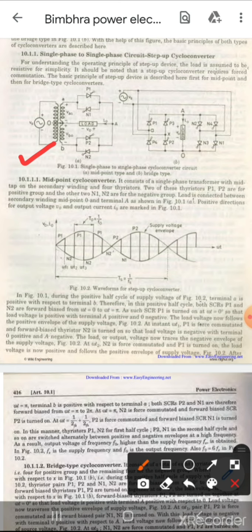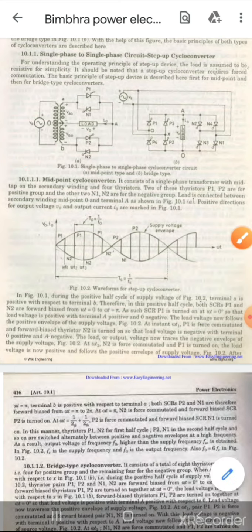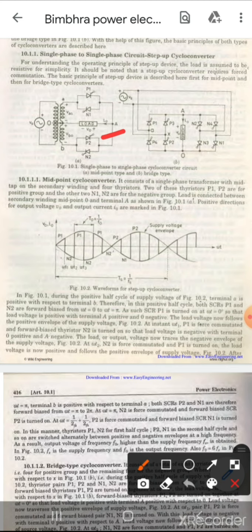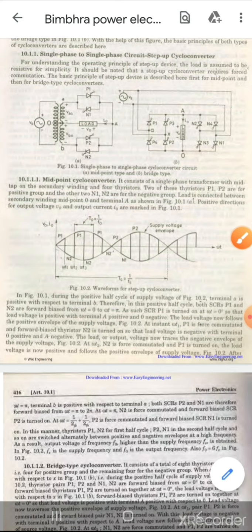Load is connected in between the secondary winding midpoint O and the terminal A. This is the load connection part. Here the given direction of the output voltage and output current are marked as positive direction for output voltage and output current. This is the current direction, this is the voltage direction.